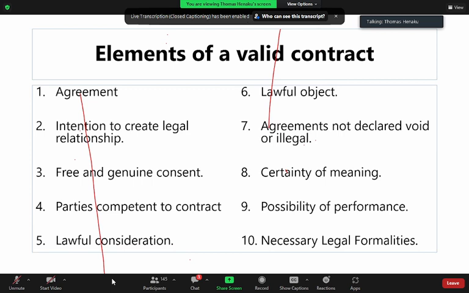Point 4, we're saying that parties must be competent to contract. The parties to a contract should be competent to enter into a contract. And the legal basis for this is that every person is deemed competent to a contract if that person is of a certain age.